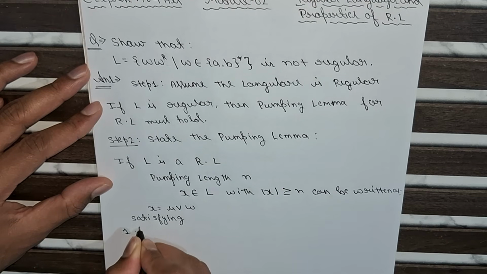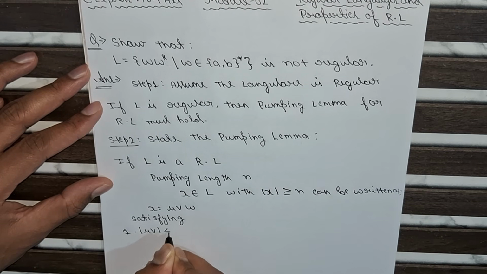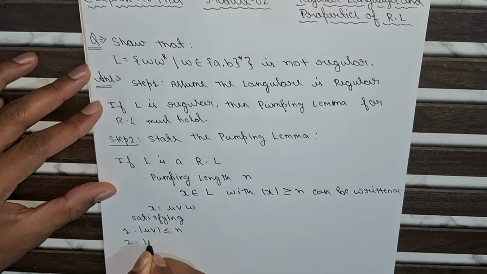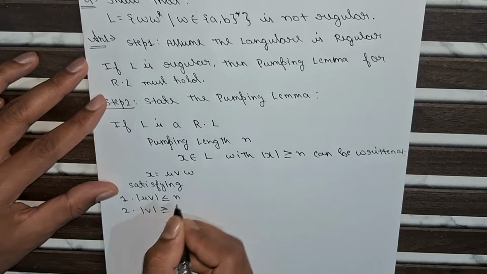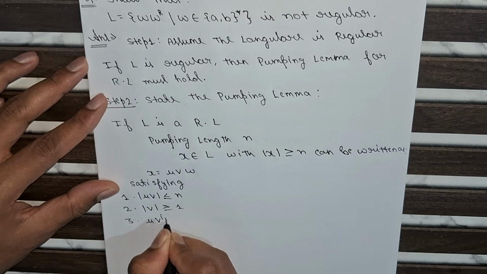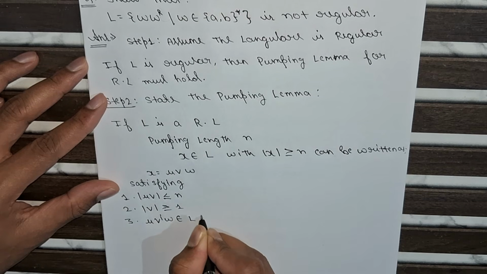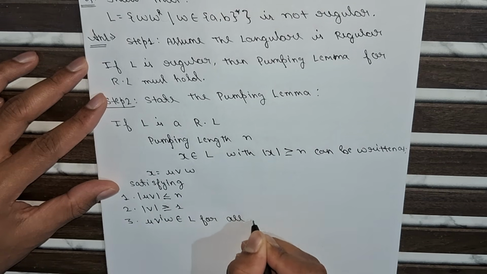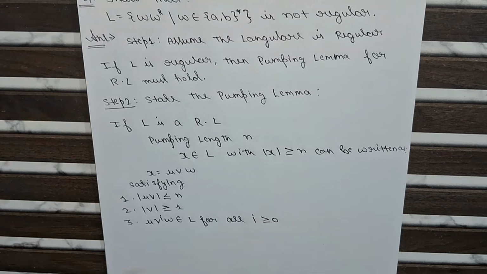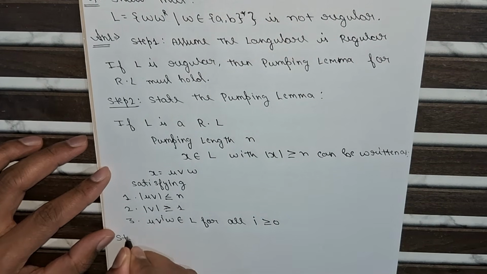First one is length of uv should be smaller than or equal to n. Second property is length of v should be greater than or equal to 1. And the third property is u v^i w belongs to L for all values of i greater than or equal to 0. These three properties should be followed by a language to be regular. Now we will move to step 3.